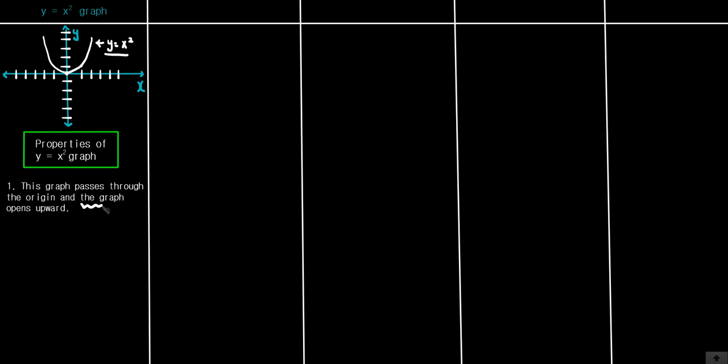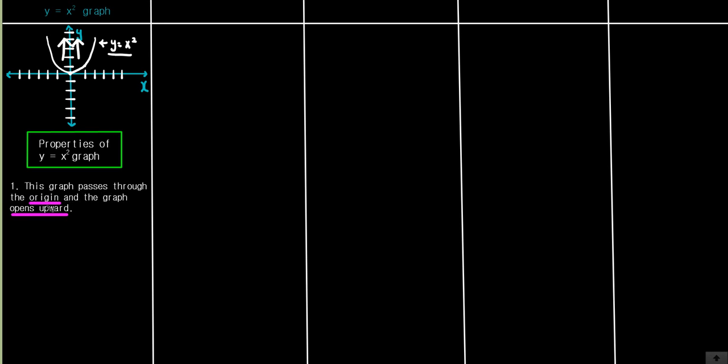And in the graph of this function, y is equal to x squared, the graph opens upward, in this case. Opens upward means the graph is going up. And I'm going to talk about those cases later when I talk about other graphs' properties too. Let's talk about one more thing about the origin. The origin is the point right over here where it's 0, 0. And it will be a minimum point.